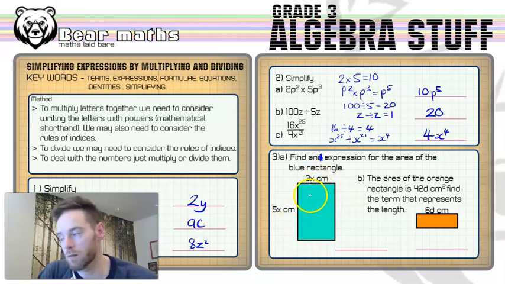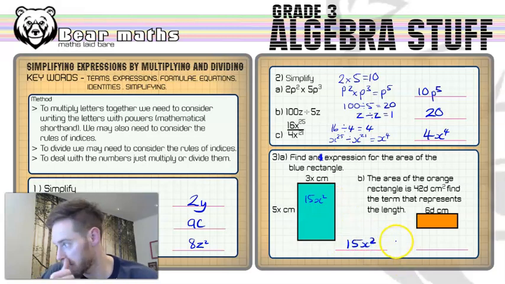Areas of rectangles is something that crops up quite a lot in the world of algebra, because it's understanding a simple geometry shape thing. Length times width is what you do to work out the area of the rectangle. The length is 5x, the width is 3x, or the other way around, it doesn't matter, and you just do 3 times 5, which is 15, and x times x, which is x squared. So there is our answer, 15x squared. There's our expression for the area of the rectangle.